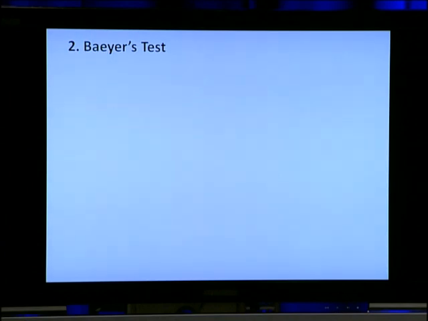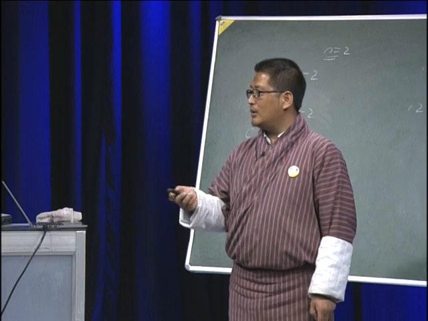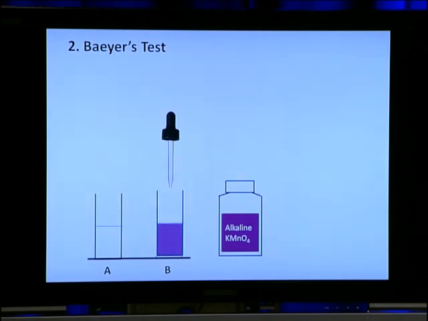Another test that we have here is the Baeyer test. Let's consider again, we have unknown solution A and then B, and then here the reagent we are taking is alkaline potassium permanganate solution, which is purple in color. Let's try adding few drops of alkaline potassium permanganate solution, which is purple in color. The unknown solution B does not decolorize the purple color potassium permanganate solution.